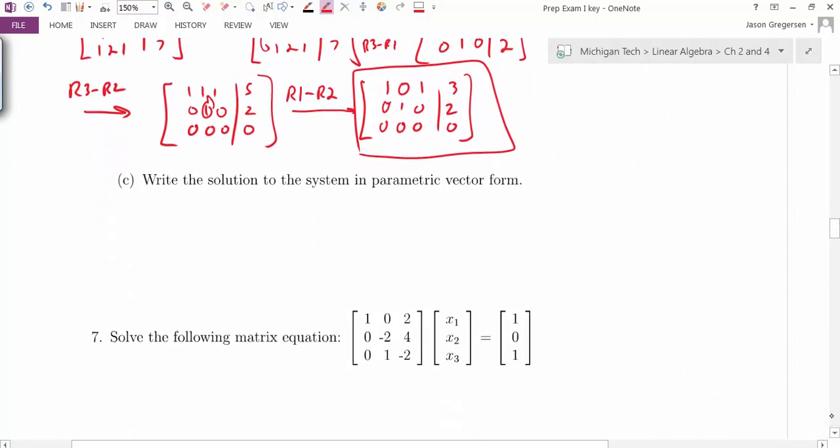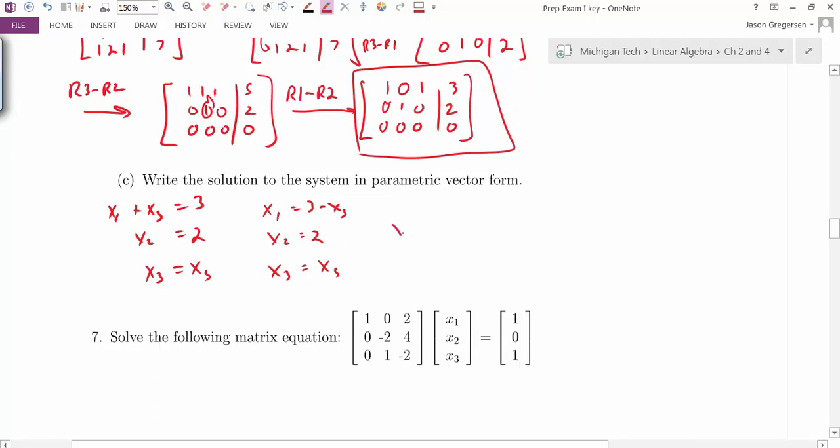Part C has me use that row-reduced form to write out the solution of the system in parametric vector form. So I'll start by rewriting this as a system. My first row of my reduced row echelon form matrix is x1 plus x3 equals 3. The next equation says x2 equals 2. The last equation is a bunch of zeros, which tells me that x3 is a free variable. Now I can solve those for those leading terms. So I get x1 equals 3 minus x3, x2 equals 2, and x3 equals my free variable x3.